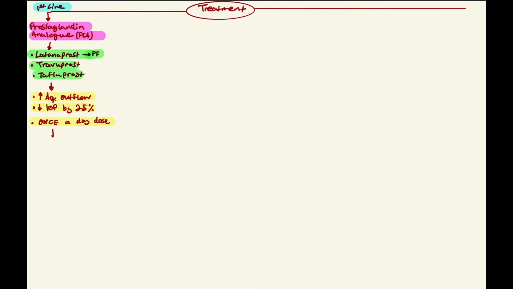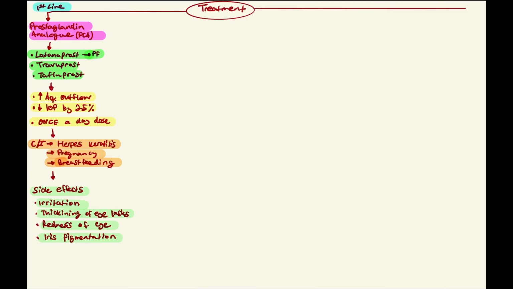However, they are contraindicated in patients who have a viral infection of the eye called herpes keratitis, and pregnancy and breastfeeding. Here are some of the common side effects of prostaglandin analogues.